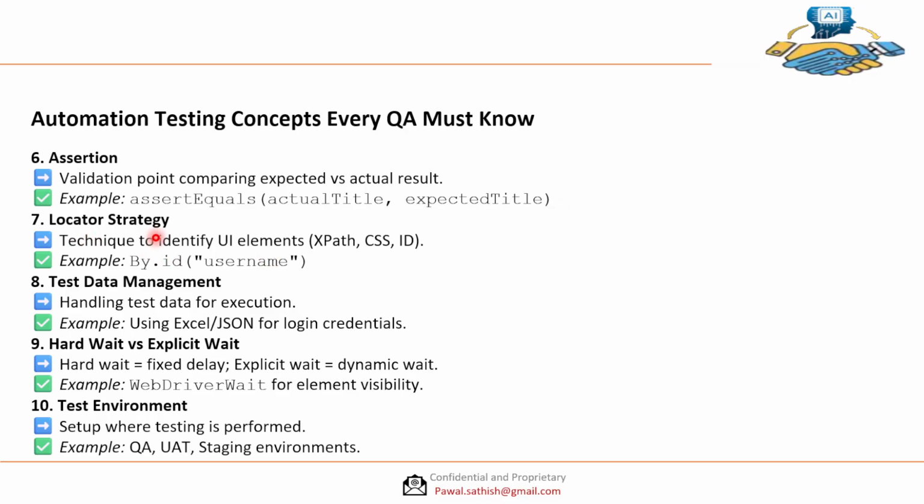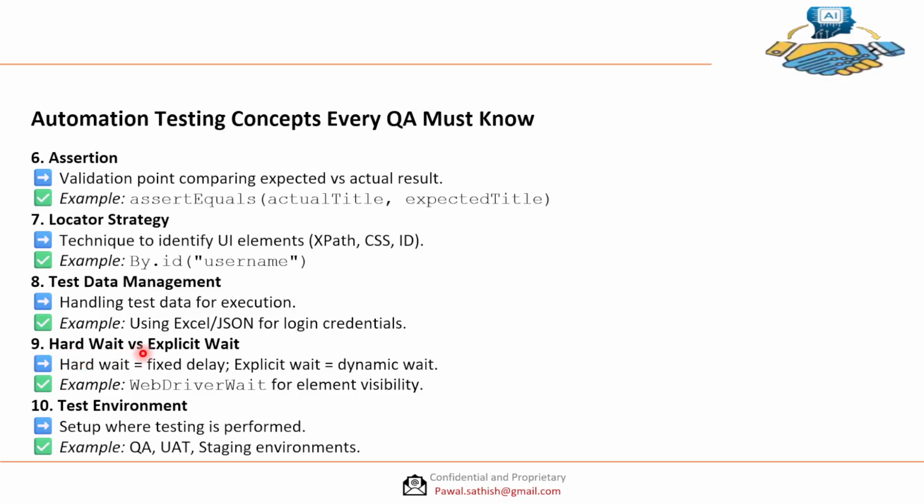Then next is locator strategy. It is a technique to identify the UI elements. We can identify the UI elements using XPath, CSS, ID, name. There are different ways to identify the locator. Here I give the example By.id and username. Then test data management, handling the test data for the execution. When we are using the hybrid framework, we pass the test data in different formats, like Excel or JSON, for login credentials: valid username with valid password, valid username with invalid password, invalid username with valid password, this kind of different combinations.